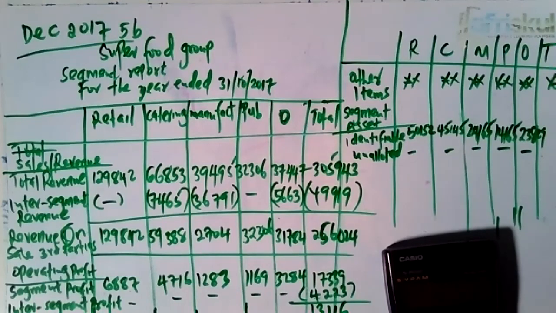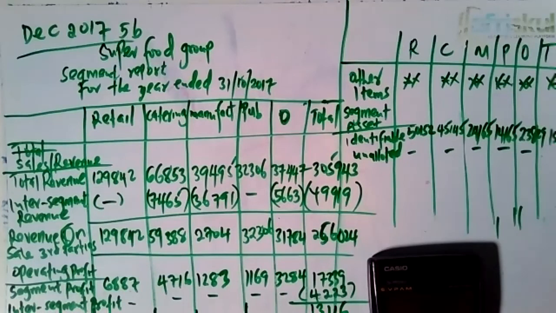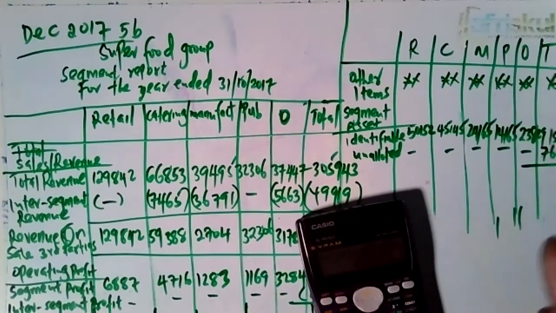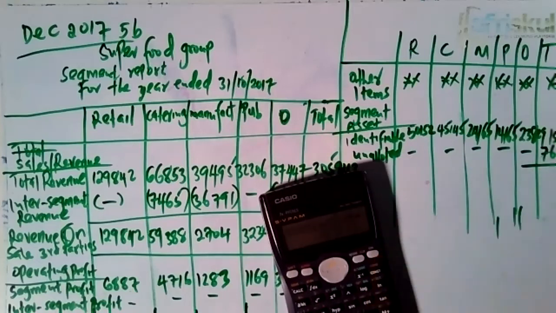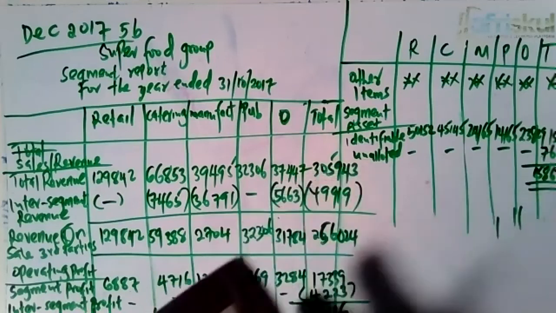Identifiable was 50,152 plus 45,145 plus 24,620 plus 14,165 plus 23,829. So that is okay. So this one is supposed to be 157,911 for identifiable asset. Then unallocated is 764. Because now unallocated is the one they say investment in associate. So that one doesn't go to any specific segment. So you record it as not specific to any segment, so it is unallocated. So you add 764. So this is 158,675.